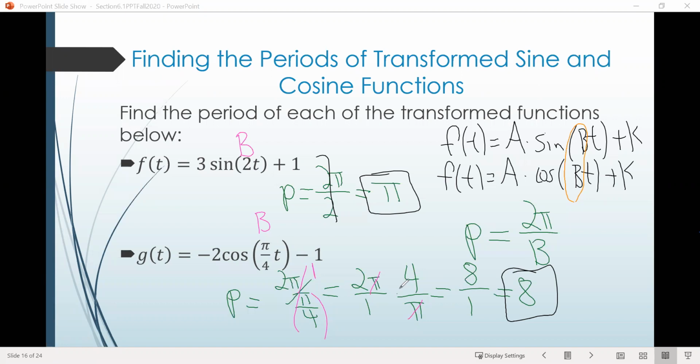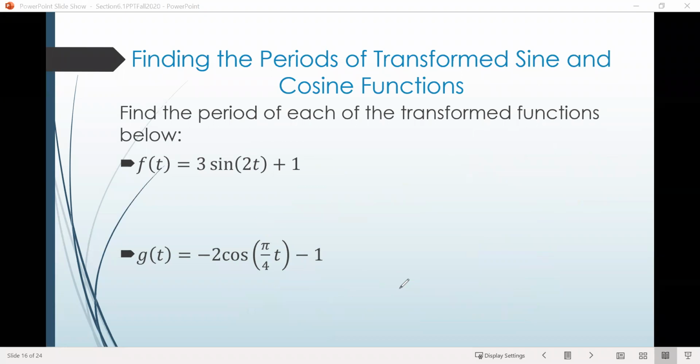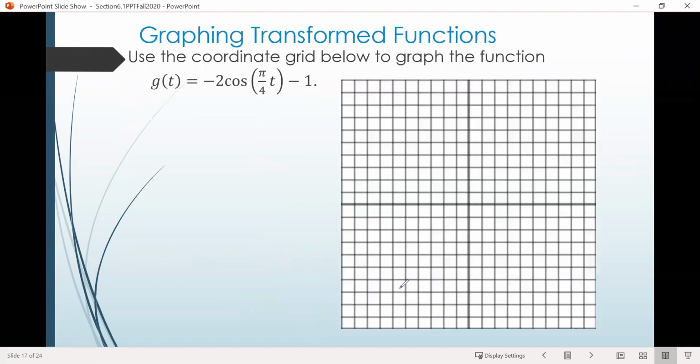Now, notice in this case, for that second function, g of t, the period that we came up with does not contain a pi in it, right? It's just 8, which is okay. We can have a period of a function that is just a nice round whole number. All right, we're going to continue studying that second function, and we're going to look at graphing it now.